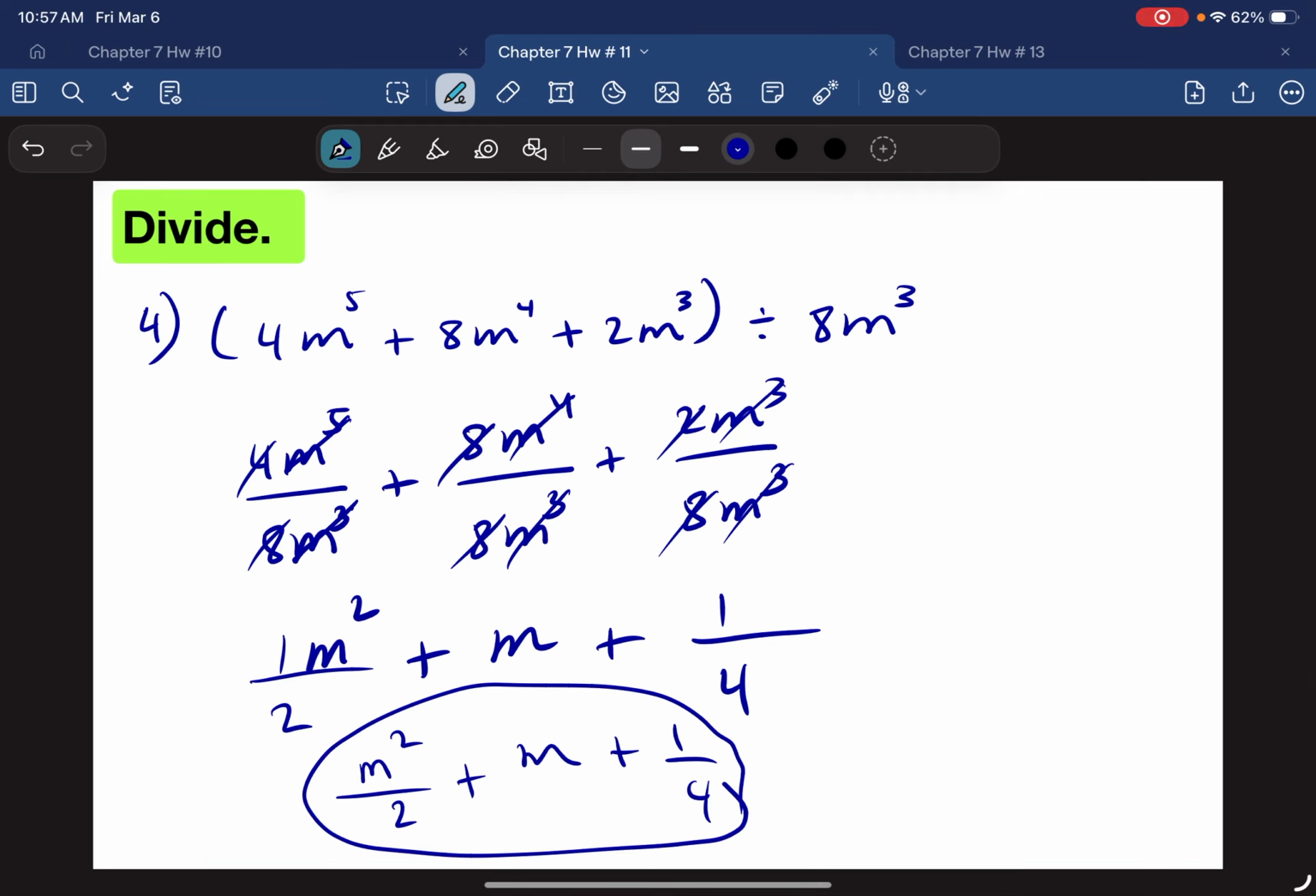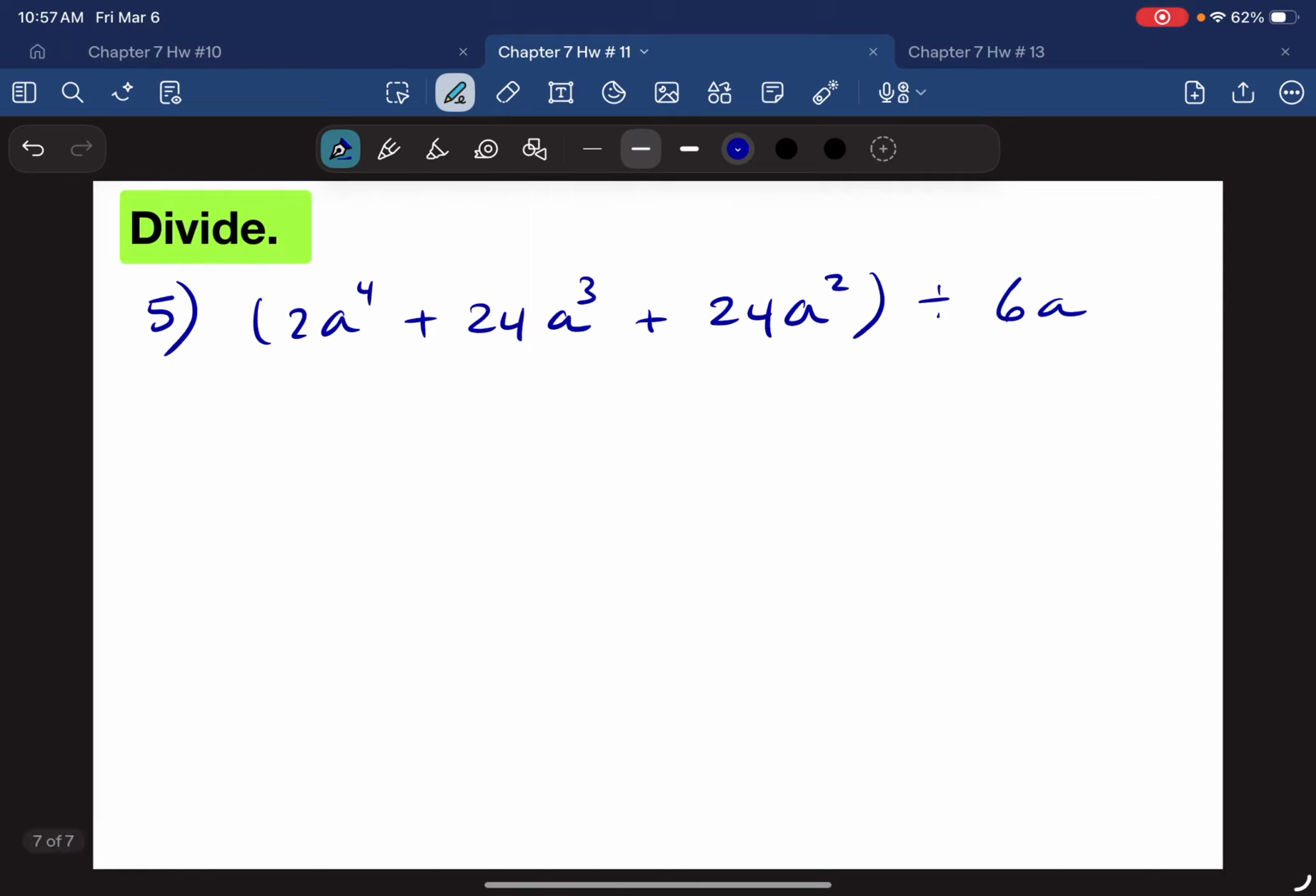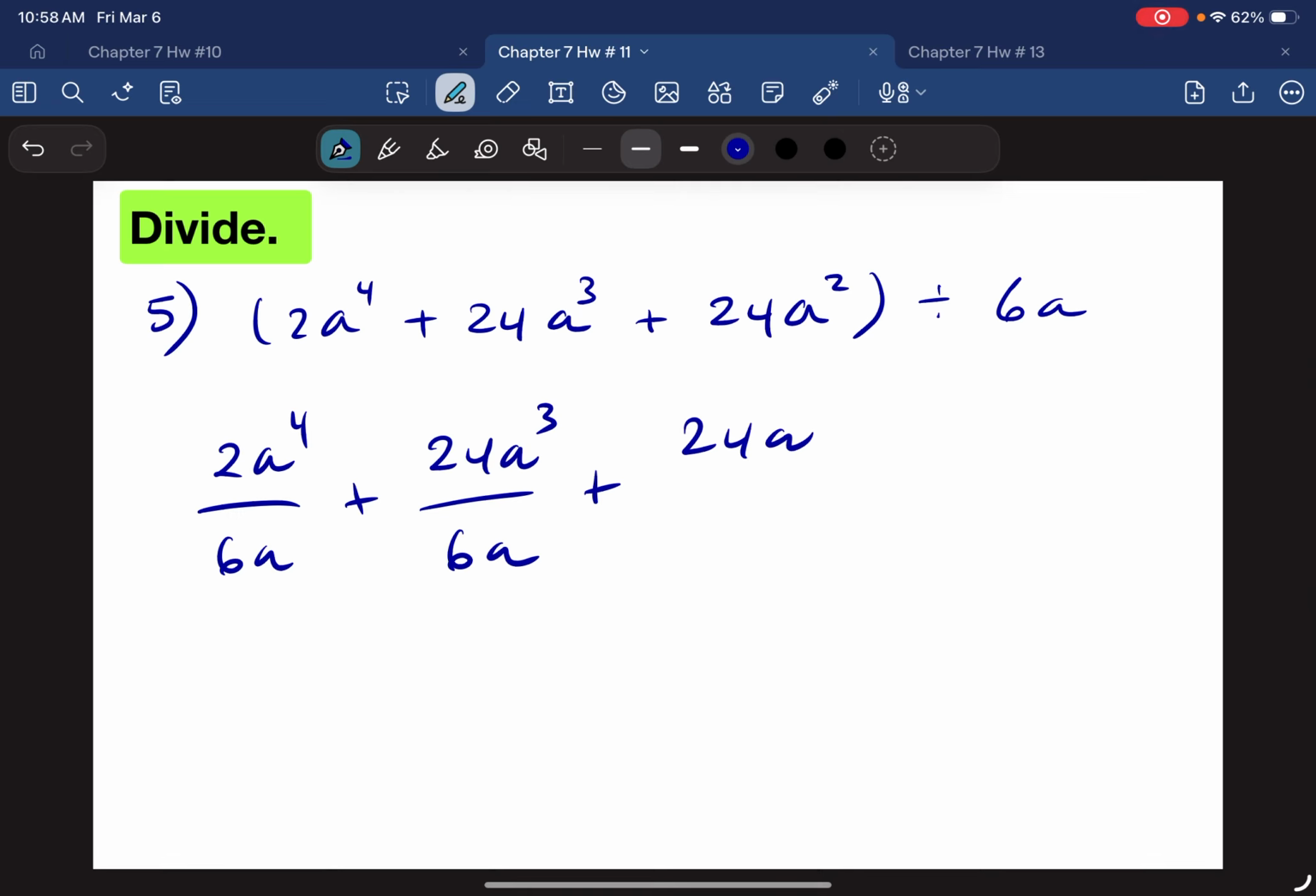Okay. I'm going to do one more. Okay. So here we have 2a to the 4th over 6a plus 24a cubed over 6a plus 24a squared over 6a. So the 2 and the 6 cancel out. Both numbers are divisible by 2. So you should have 1/3, a to the 4th, and a. So you have 4 a's on top and 1 at the bottom. You cancel them out. That means you have 3 left on top.